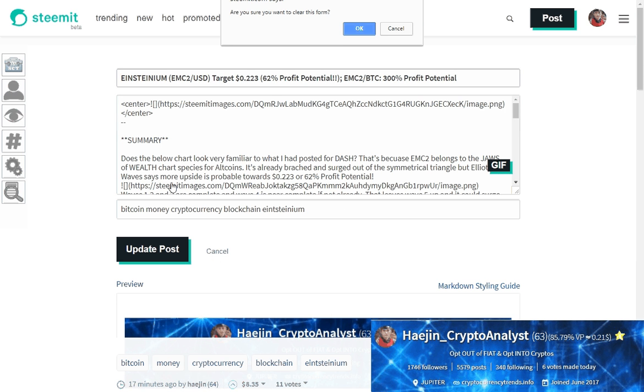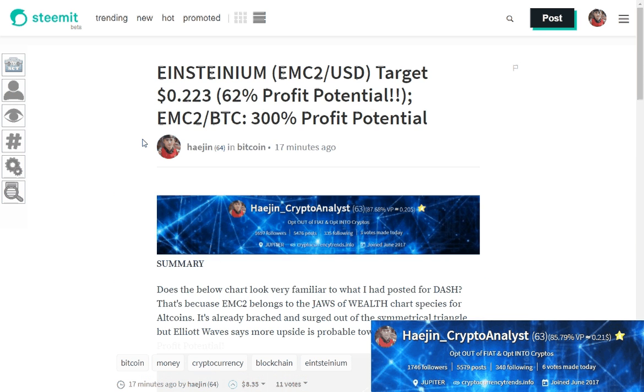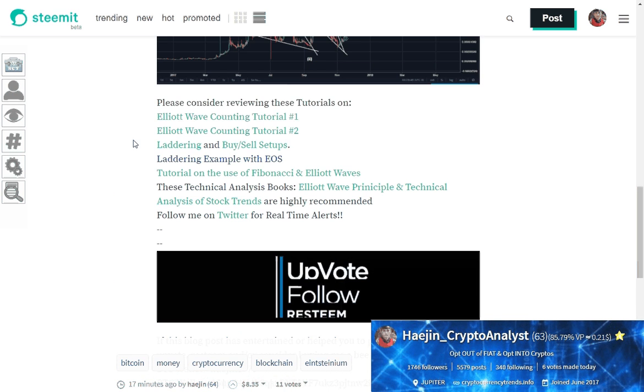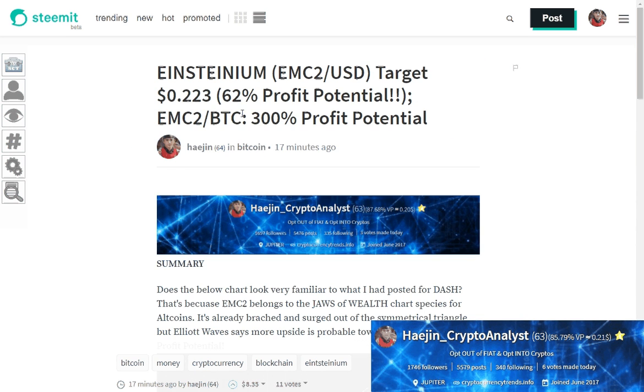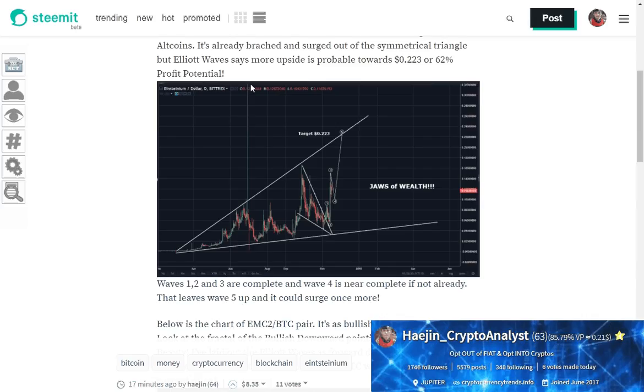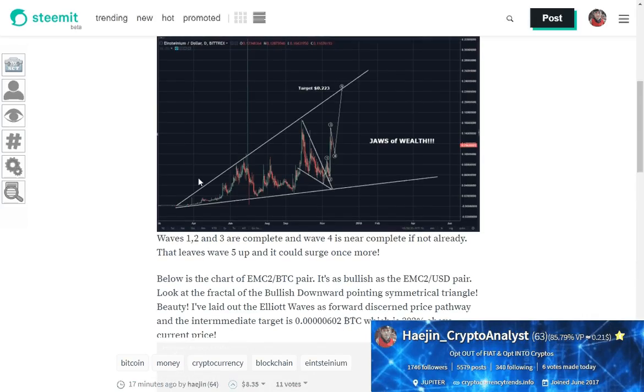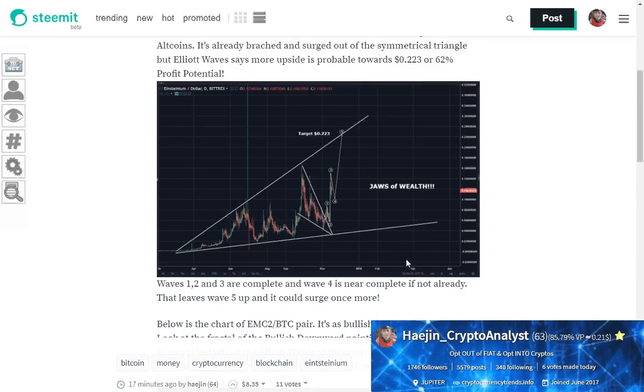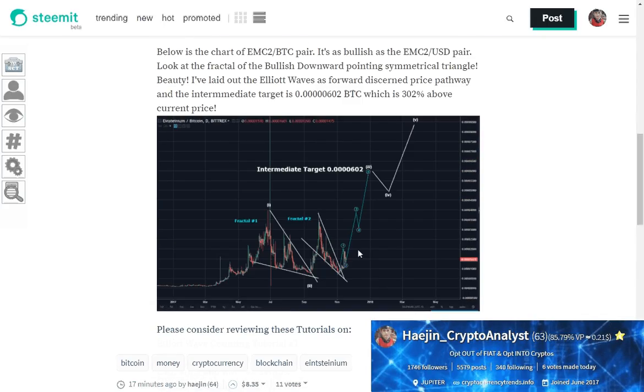By the way, here's a very nice, beautiful potential for Einsteinium, EMC squared. I did both the USD pair, which I call the jaws of wealth. Oh, double fractal, downward pointing, bullish. Wow. On the BTC pair.